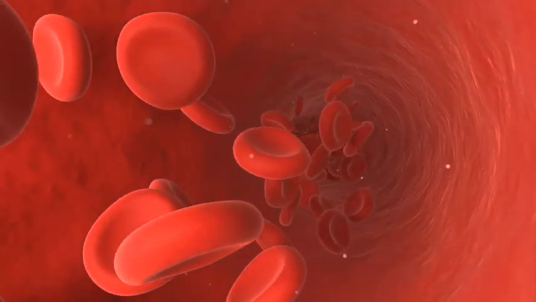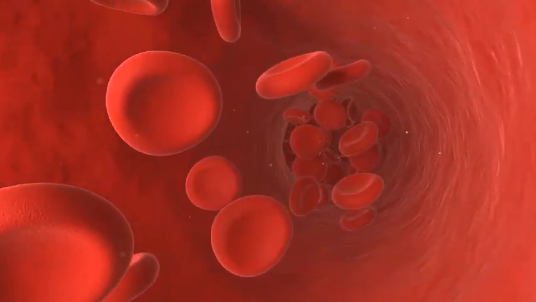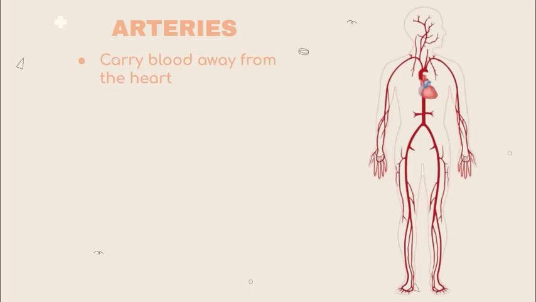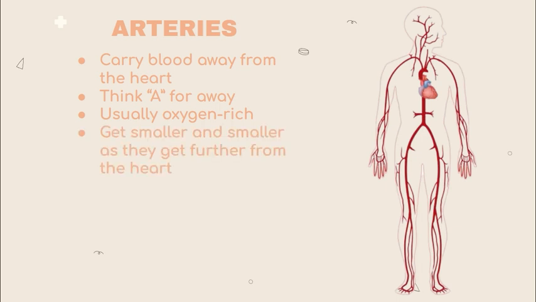If the heart is the pump, then what brings blood to the cells in the body? Well, of course, it is your arteries that carry blood away from the heart. You can think A for away if that helps. Arteries usually carry oxygen-rich blood, with the exception of the pulmonary artery that carries oxygen-poor blood. They also get smaller and smaller as they get further from the heart.